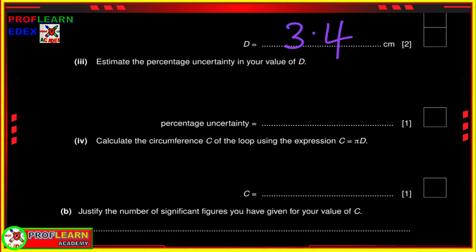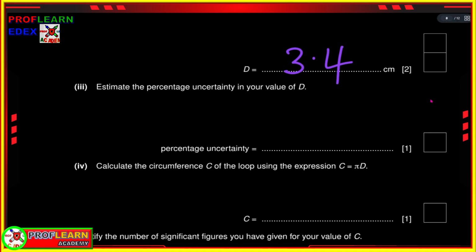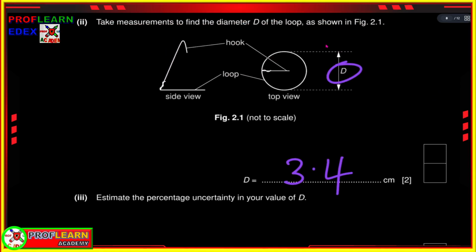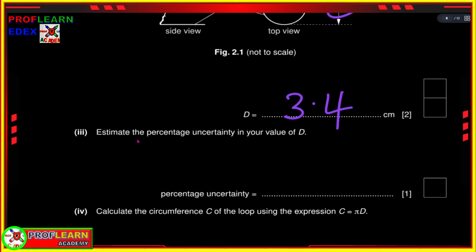Before that, estimate the percentage uncertainty of D. In this question, I'm going to take you back to Mr. Nick's class. So here the student was supposed to measure this diameter and got 3.4 using a meter rule, and was supposed to determine the percentage uncertainty of D. So that is what we are going to see, how to answer such kind of question.